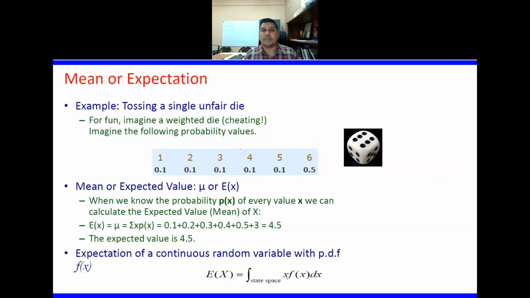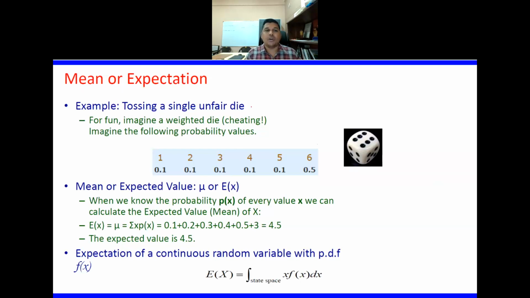When you do a random experiment you get a lot of outcomes, and those outcomes are stored in a variable. I said random variable. It's called a random variable because all the outcomes are random for that experiment, and they are represented using that variable x. So how do you find out the mean or expectation of a random variable?